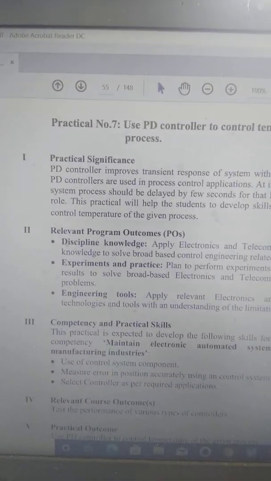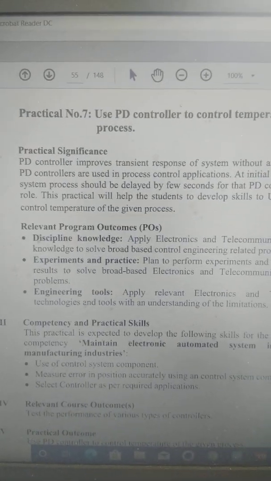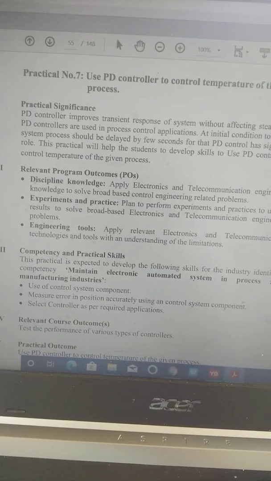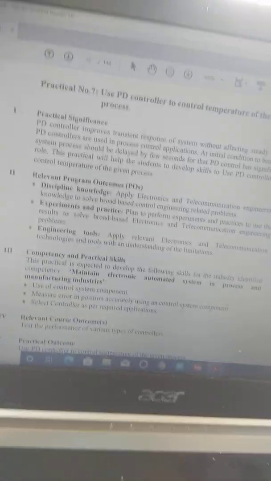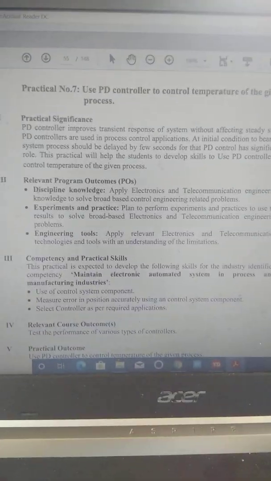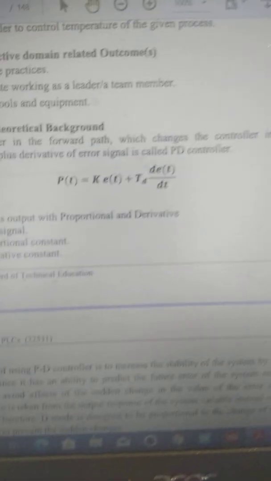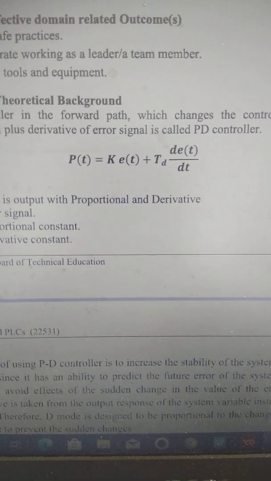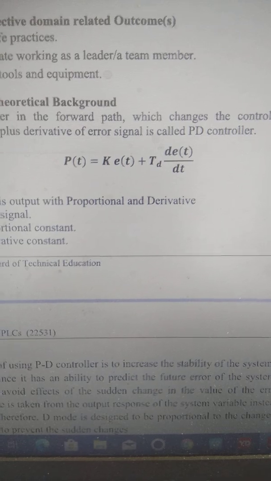Hello, in this practical activity, we have to study practical number 7, use of PD controller to control the temperature of given process. In this experiment, we will make use of proportional plus derivative control action for this purpose. Refer to this mathematical equation: P(t) = K[E(t) + Td dE(t)/dt].